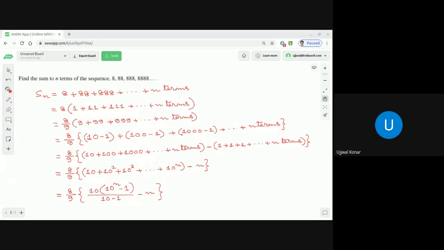Okay, and we discussed how to deal with this kind of situation, and it is quite simple. Always remember, this will come in your physics numericals also: the sum of an infinite geometric progression in which the common ratio is less than 1 is very simple. That is equal to a by 1 minus r, where a is the first term and r is the common ratio.